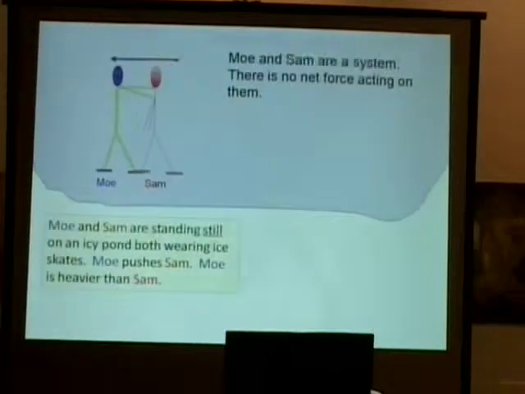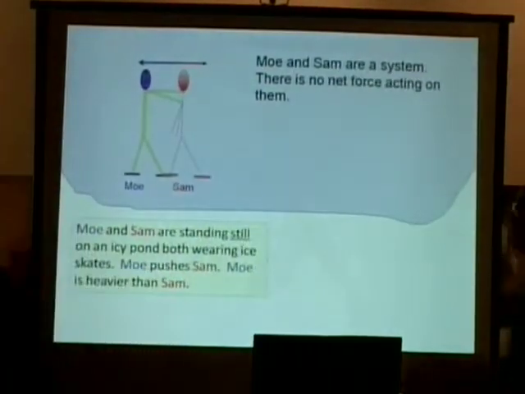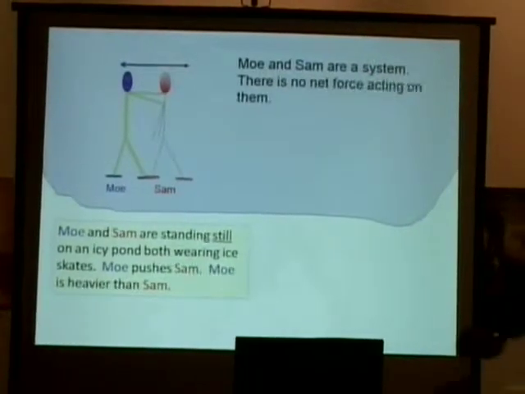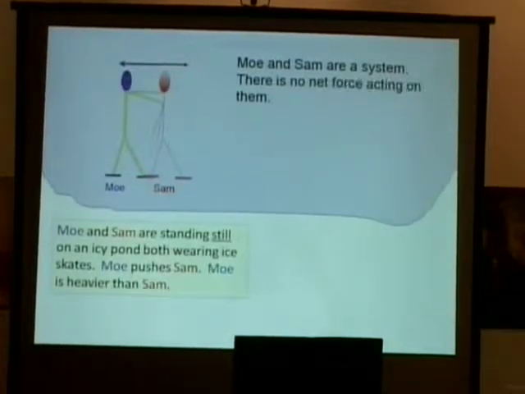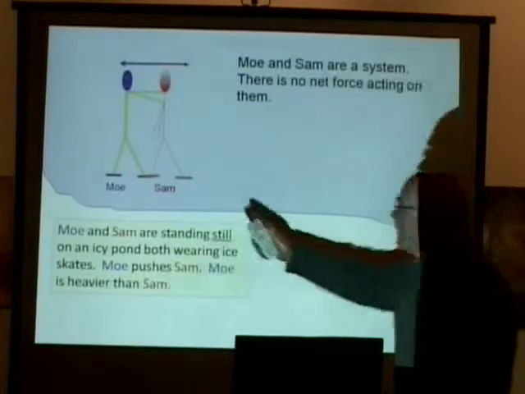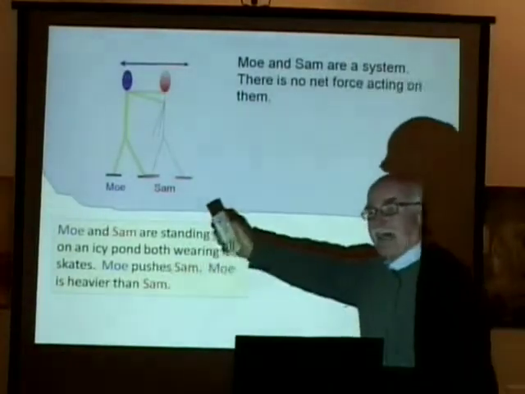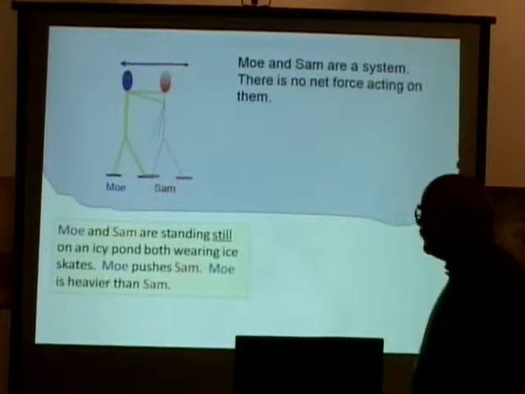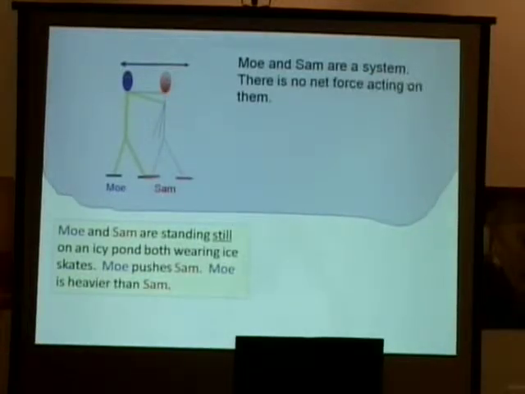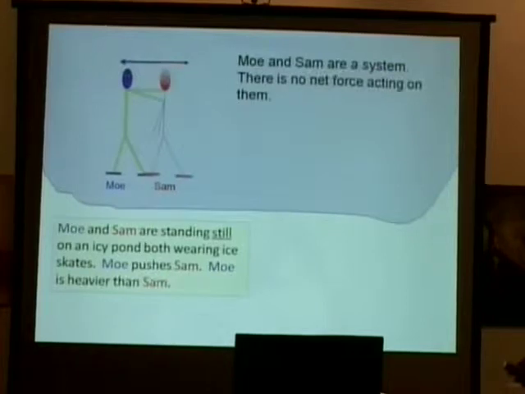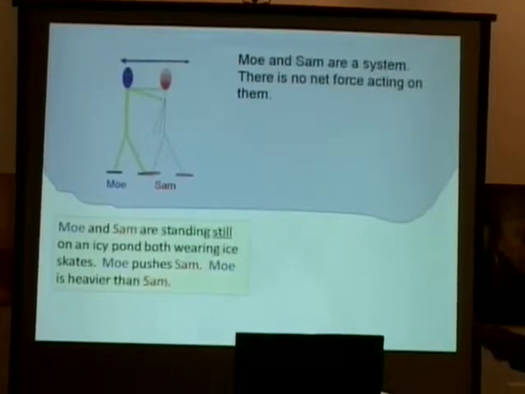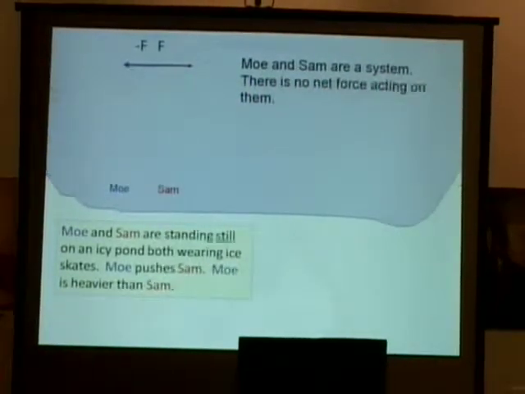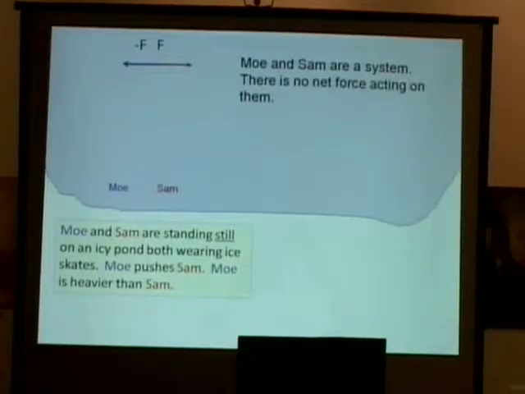So let's get a nice physical example of that force. We've got two guys, Mo and Sam, and we'll call them a system. There's nothing acting on Mo and Sam; they're treated as a system. Of course, gravity's pulling down on them, but fortunately I have them on ice skates on a pond, so the ground is pushing up on them, and there's no net force. So they're standing still on an icy pond, both wearing ice skates. Mo gives Sam a push, and I want you to note that Mo is heavier than Sam. So I'll bet you notice Mo moves slower than Sam, okay?